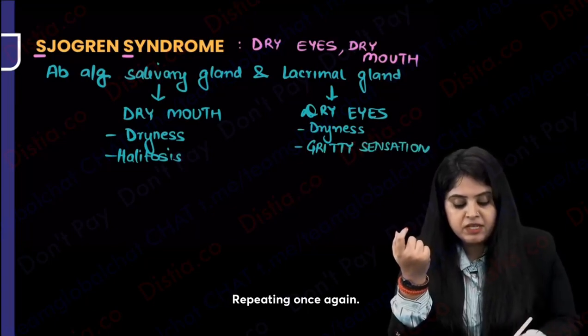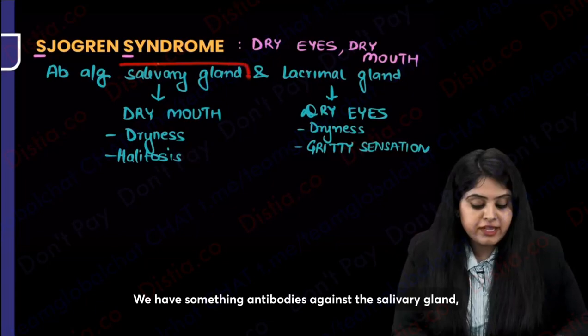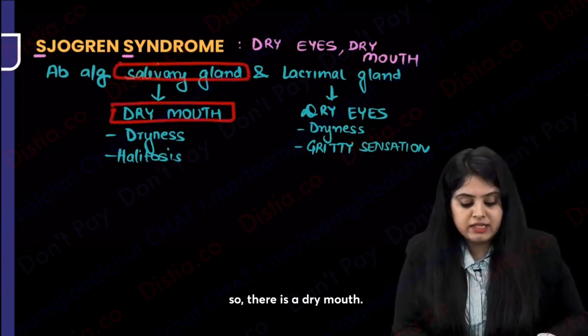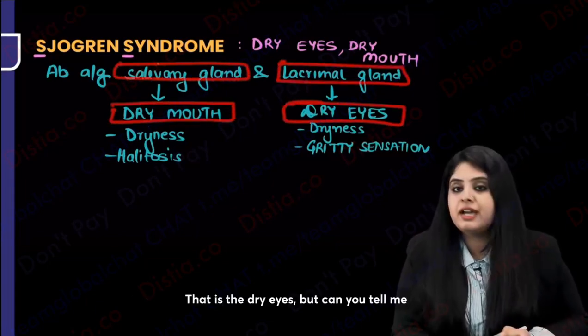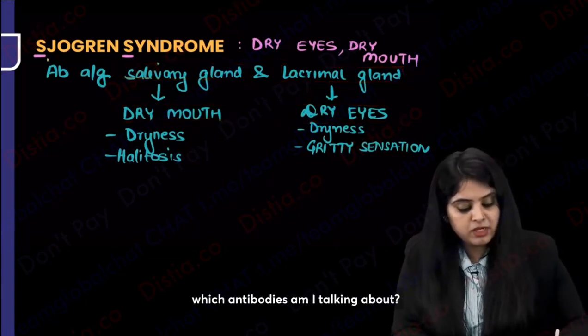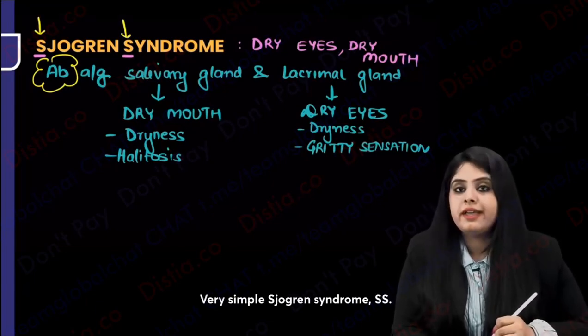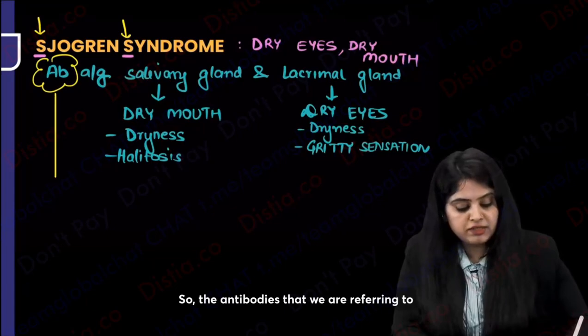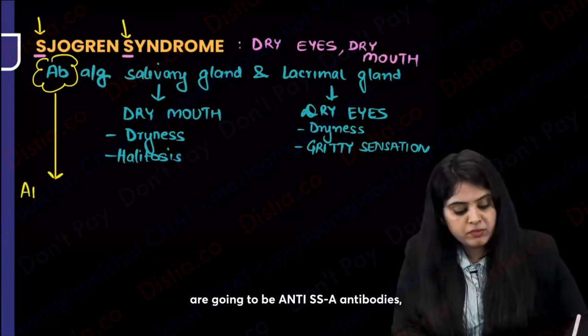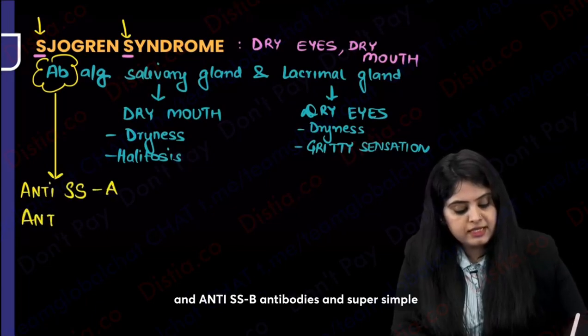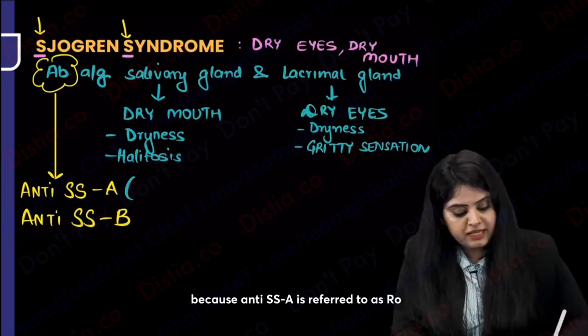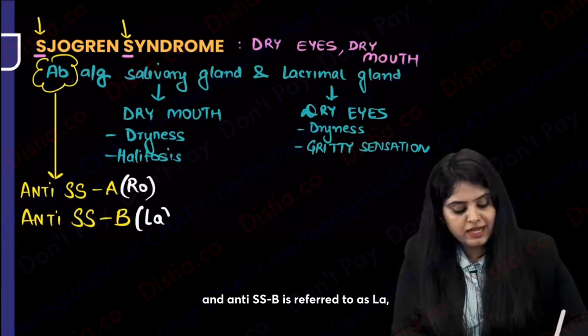Repeating once again, we have antibodies against the salivary gland, so there's a dry mouth, and antibodies against the lacrimal gland, that is the dry eyes. But can you tell me which antibodies am I talking about? Very simple. Sjogren syndrome, S. So the antibodies that we are referring to are going to be anti-SSA antibodies and anti-SSB antibodies. And super simple, because anti-SSA is referred to as Ro and anti-SSB is referred to as La.